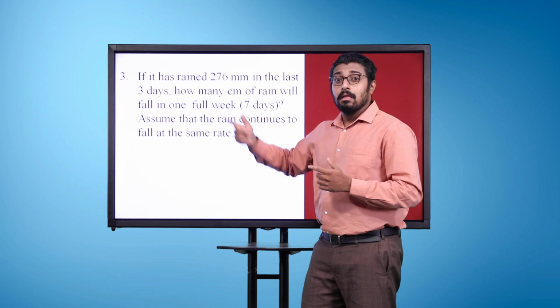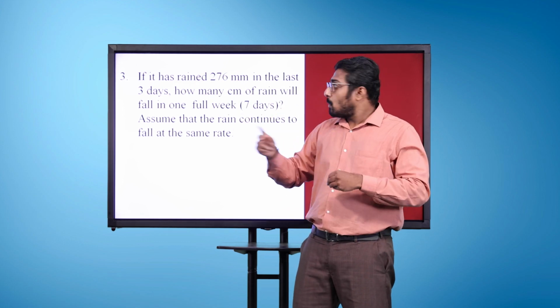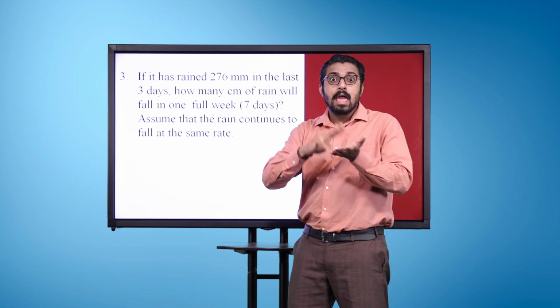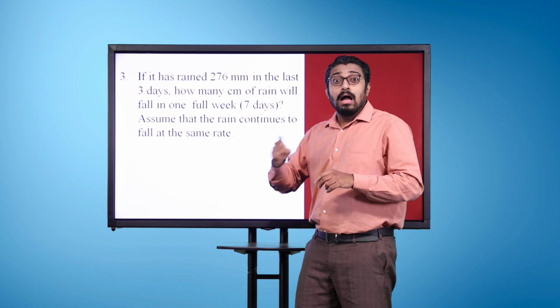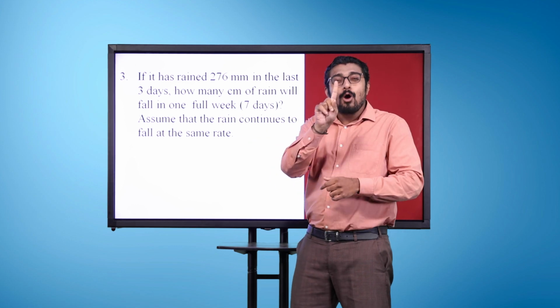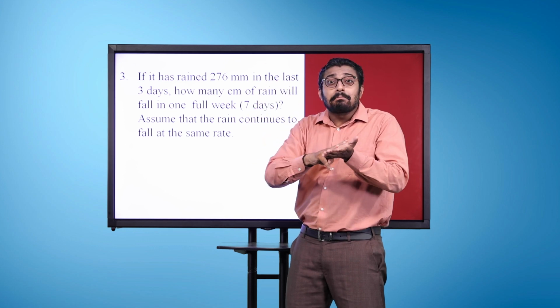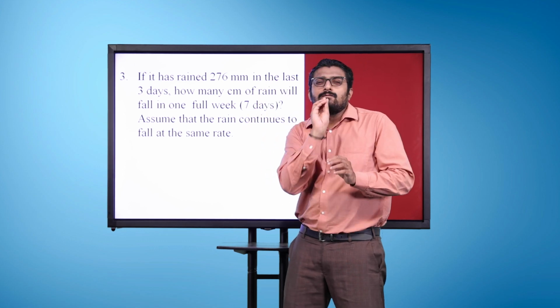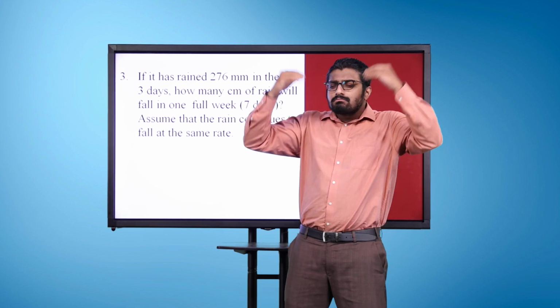If it has rained 276 millimeters in the last 3 days, how many centimeters of rain will fall in one full week, that is 7 days? Assume that the rain continues to fall at the same rate.